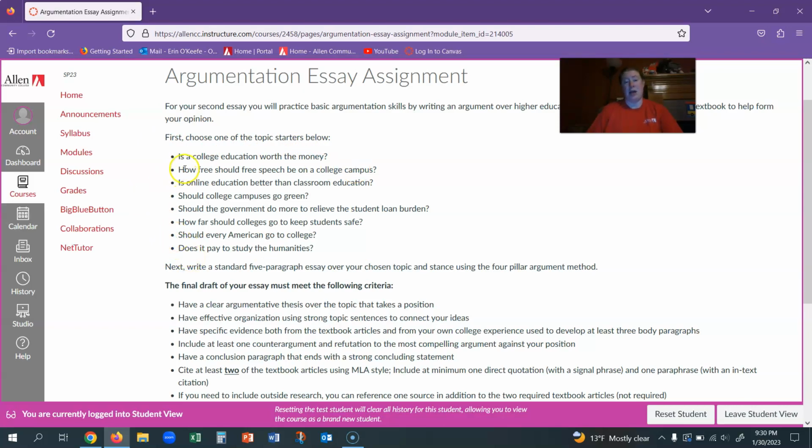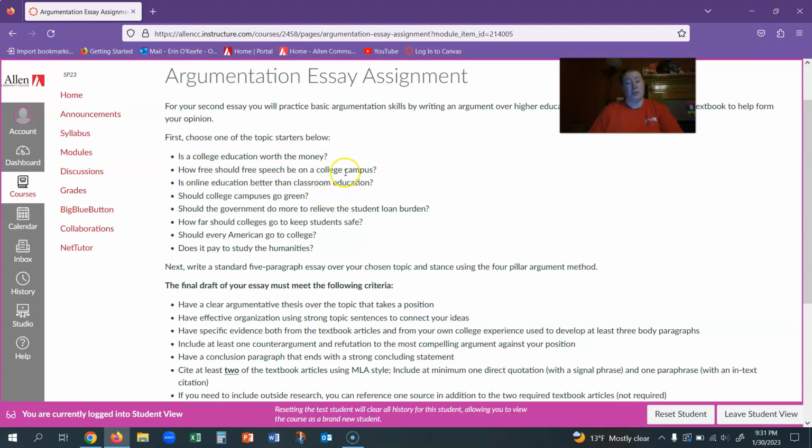Most students are interested in this first one, whether or not college education is worth the money, and then looking at the student loan debt burden, because obviously those tend to be a little bit more personal. You guys graduating from high school and going into college have a lot of big decisions to make about where you're going to go and how you're going to get the finances to do that. So those tend to be topics that students really find a lot of personal connection with. But it's entirely up to you.